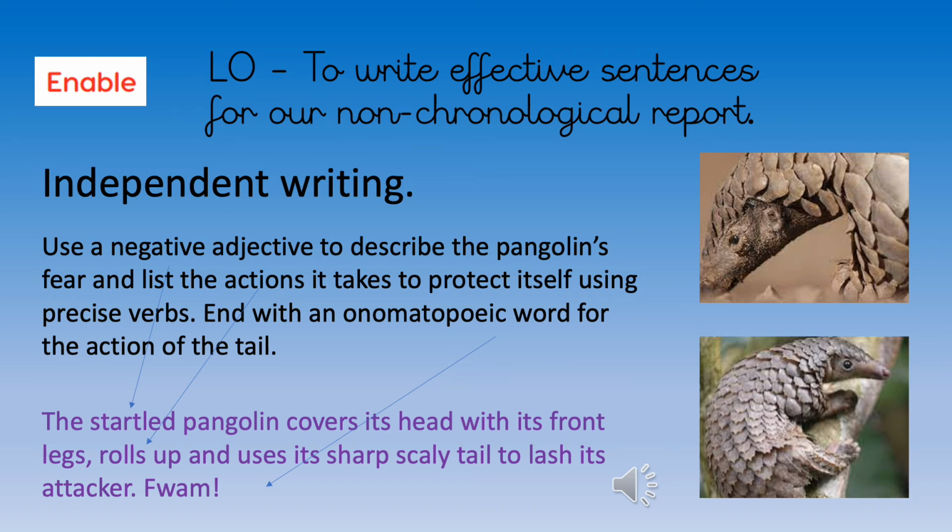Now it's your turn to write your second sentence in our sentence stacking. Today, use a negative adjective to describe the pangolin's fear and list the actions it takes to protect itself using precise, very clear verbs. End with an onomatopoeic word for the action of the tail. So if you look at a negative adjective, we've got startled, it was like taken by, it was shocked. Actions, we've got rolls up, and then also we've got the onomatopoeia where we've got thwam.